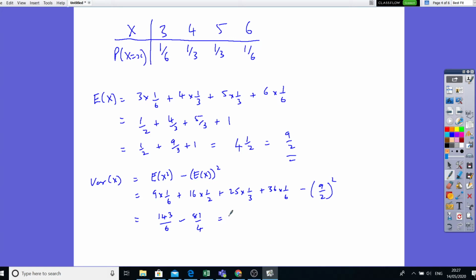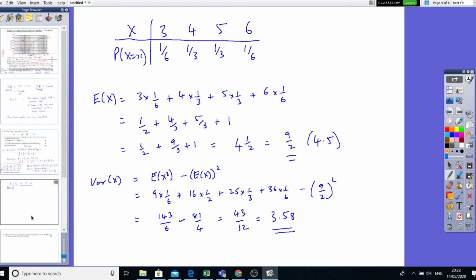so minus 81 over 4, the answer will equal 43 over 12, or if you want to write it as a decimal, that would be 3.58, to 3 significant figures. Okay, so that's the E of x, 4.5, and that's the variance.